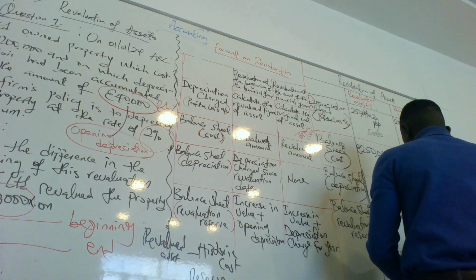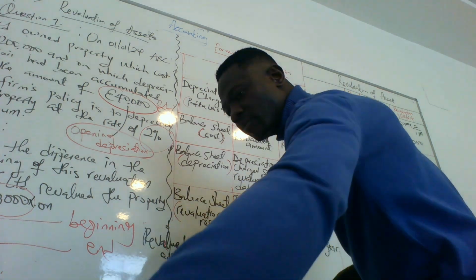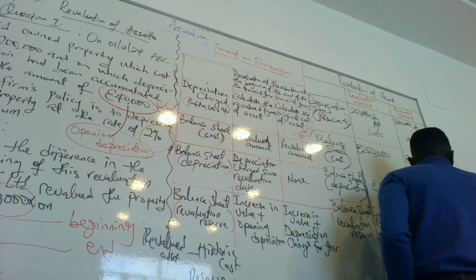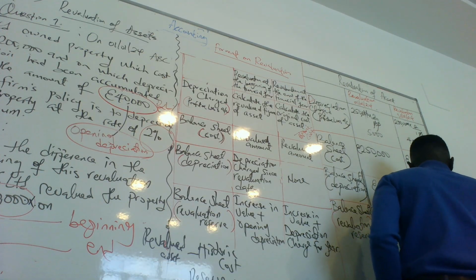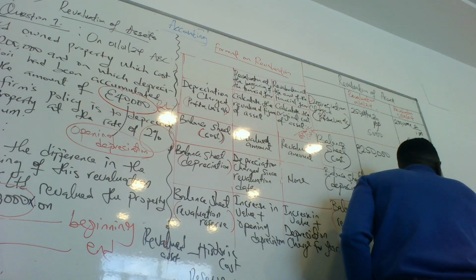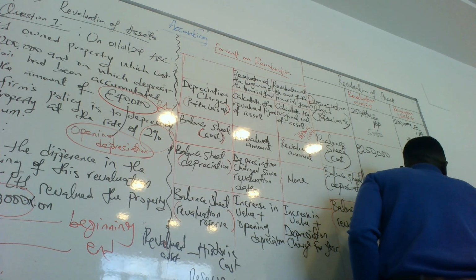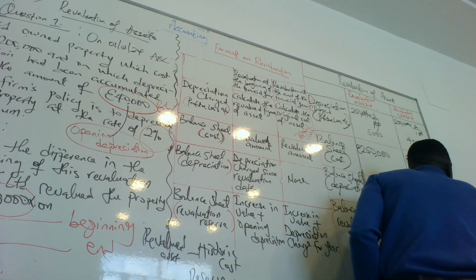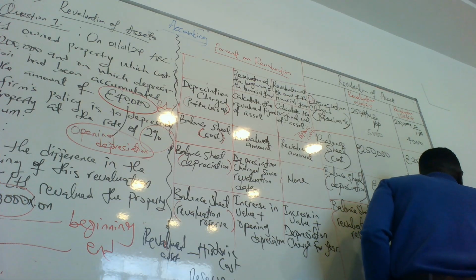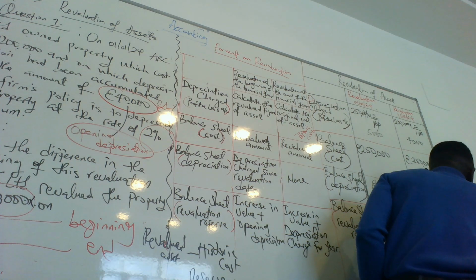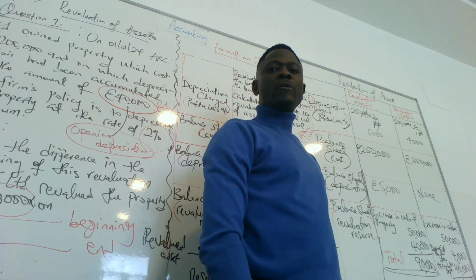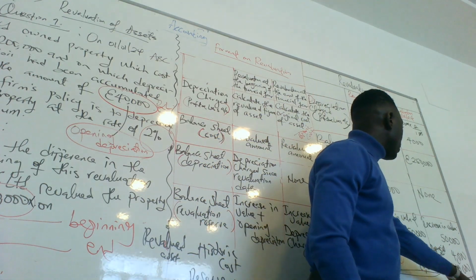So here it's going to be increase in value, 50,000, right? Yes. Plus depreciation for the year, 4,000, right? Yes. Plus accumulated depreciation, 40,000, right? So the total is how much? 94,000. Do we get it or not? At the end of the year, it is 94,000.